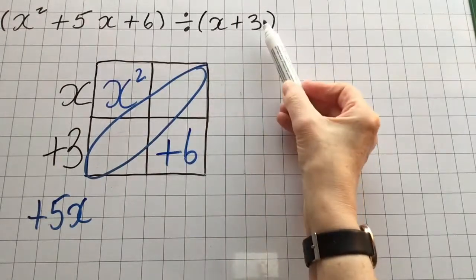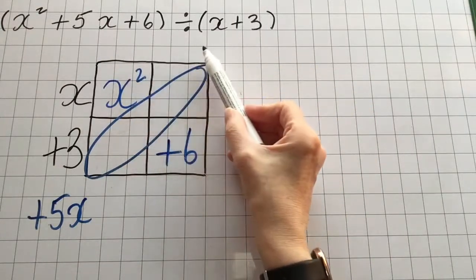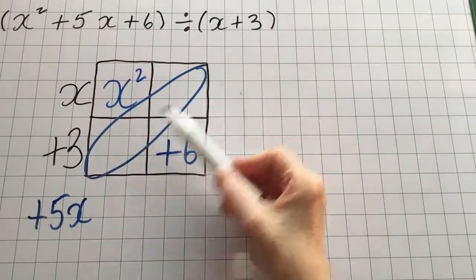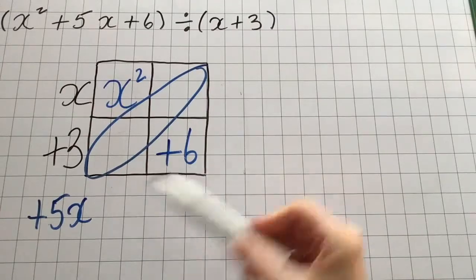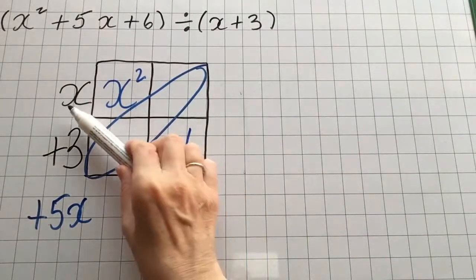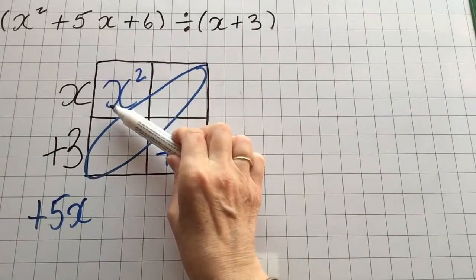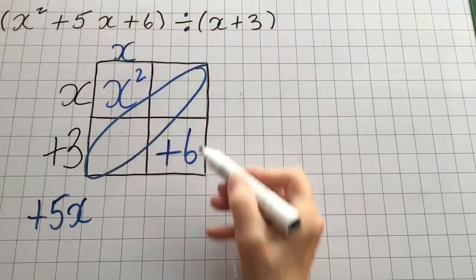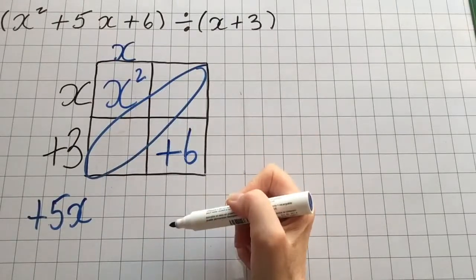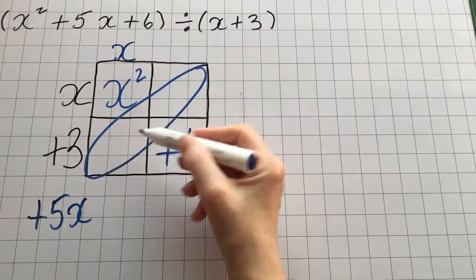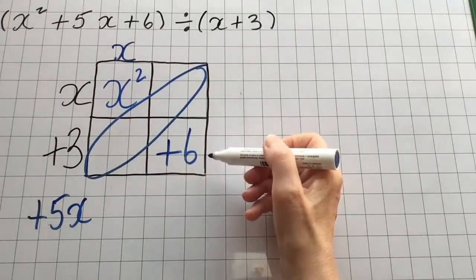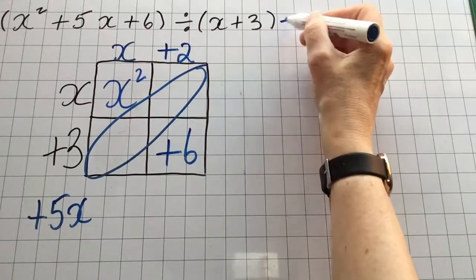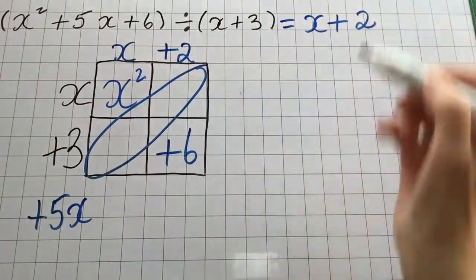So x plus 3 multiplied by some expression gives me x squared plus 5x plus 6. Now let's see what that is. Well, x times what gives me x squared? Well, that's x times x. Now I know the area of this box, it's 6. So 3 multiplied by what gives me 6? Well, that would be plus 2. And now I've got my answer, x plus 2.